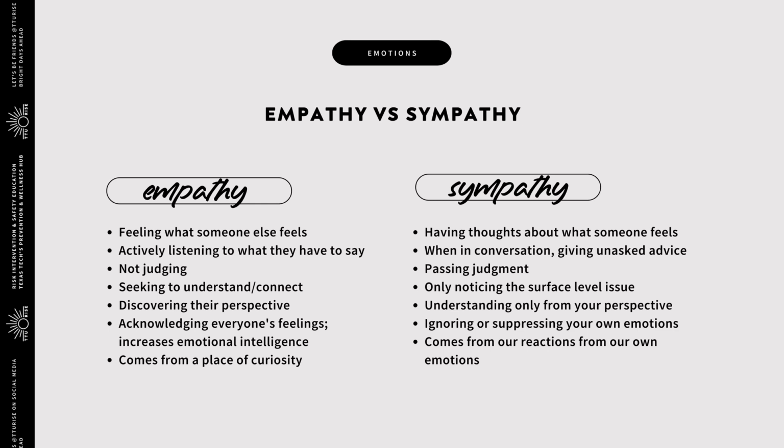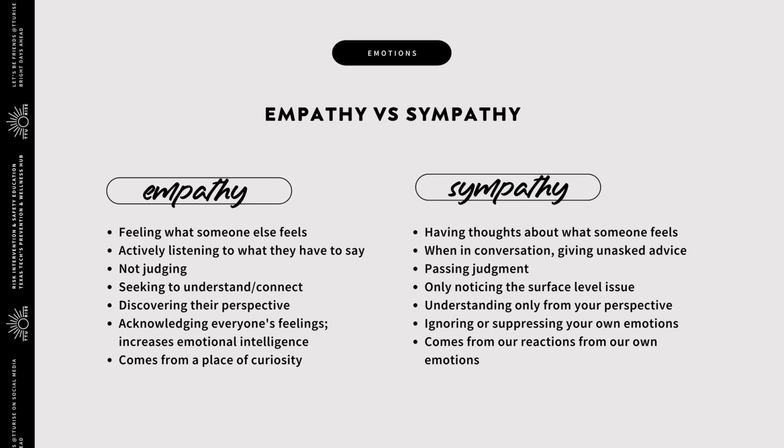Let's start with sympathy because this is the one that we probably hear the most, receive the most, and give the most. So having thoughts about what someone's feeling. So say someone shares something incredibly vulnerable with you, and you're thinking more about how and what that person is experiencing. So when in conversation, sympathy can look like giving unasked advice, or it can look like passing judgment. Sympathy also allows you to only notice the surface level issue that that person's trying to explain to you. Sympathy is also understanding only from your perspective.